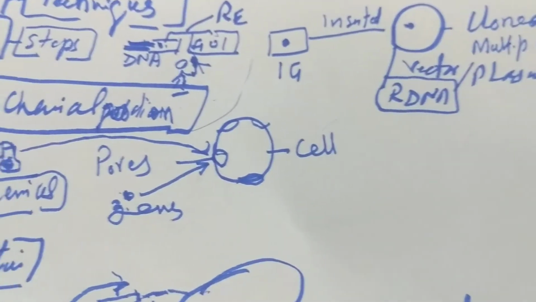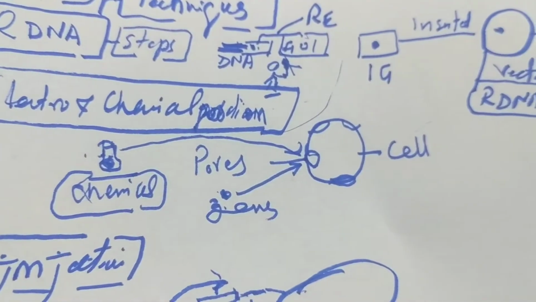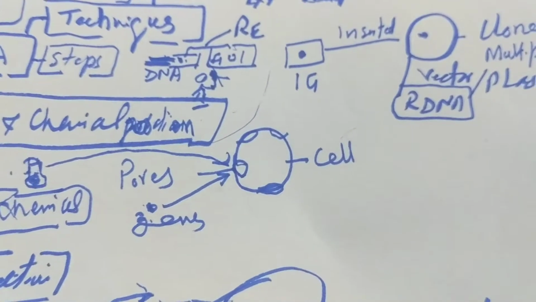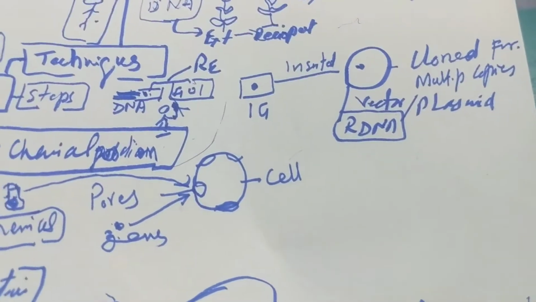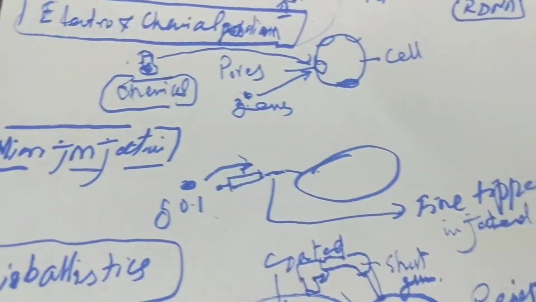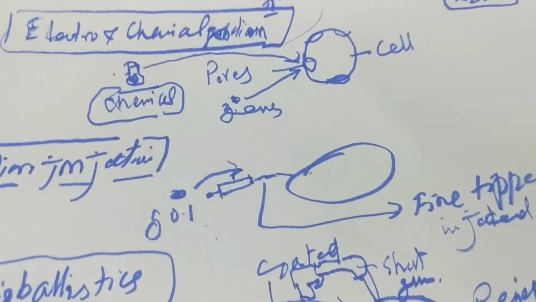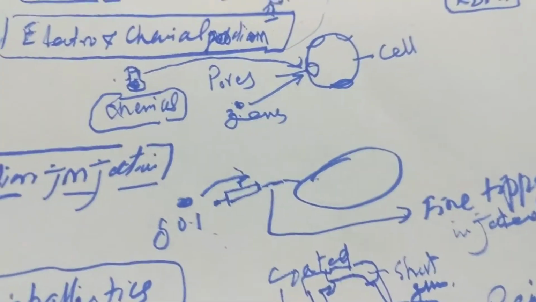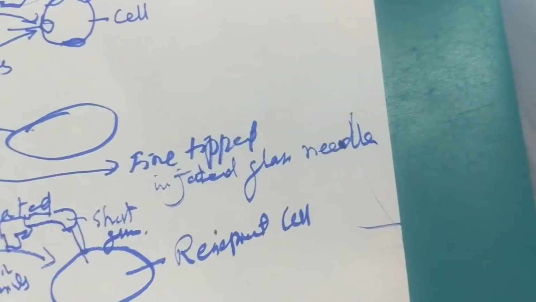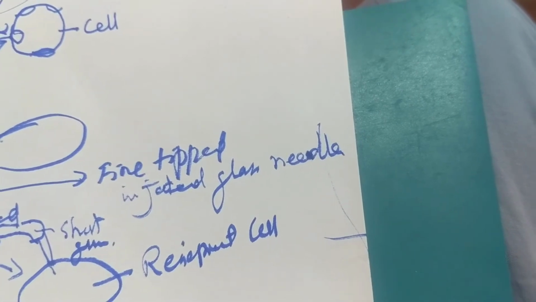The next is electroporation and chemical poration. It's a very simple process of genetic engineering. In this, a chemical is used to make some pores in the cell, and then the gene of interest is inserted into the cell. Next is the process of microinjection. In this type of genetic engineering, the gene of interest is inserted into the cell through an injection with a fine-tipped glass needle.